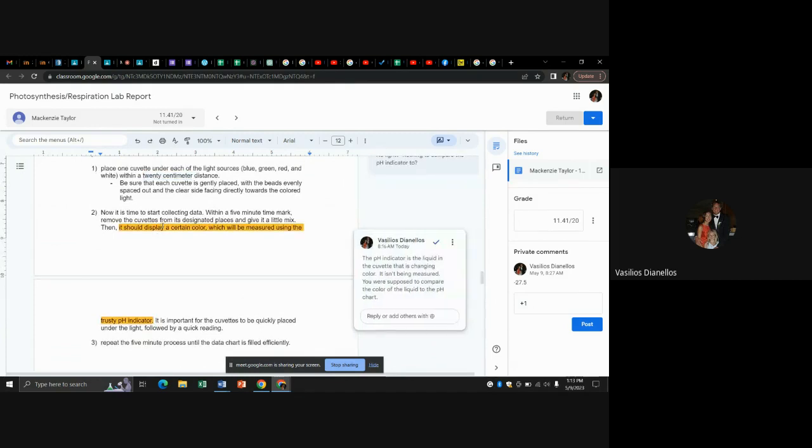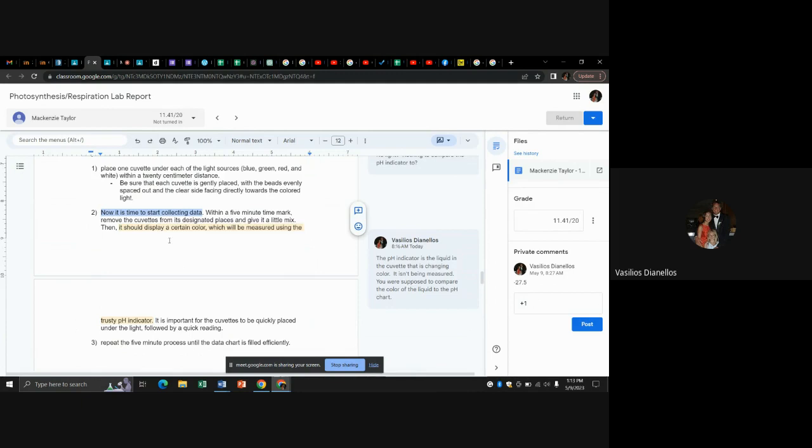Let's see. Now it's time to start collecting data. Oh, and again, this should be first person past tense. So again, you're not supposed to copy it necessarily from the lab itself, but just describe what you did as opposed to giving someone instructions on how to do it. But anyway, let's see. Within a 5-minute time mark, remove the cuvette from a designated place and give it a little mix. Should display a certain color, which will be measured using the trusty pH indicator.